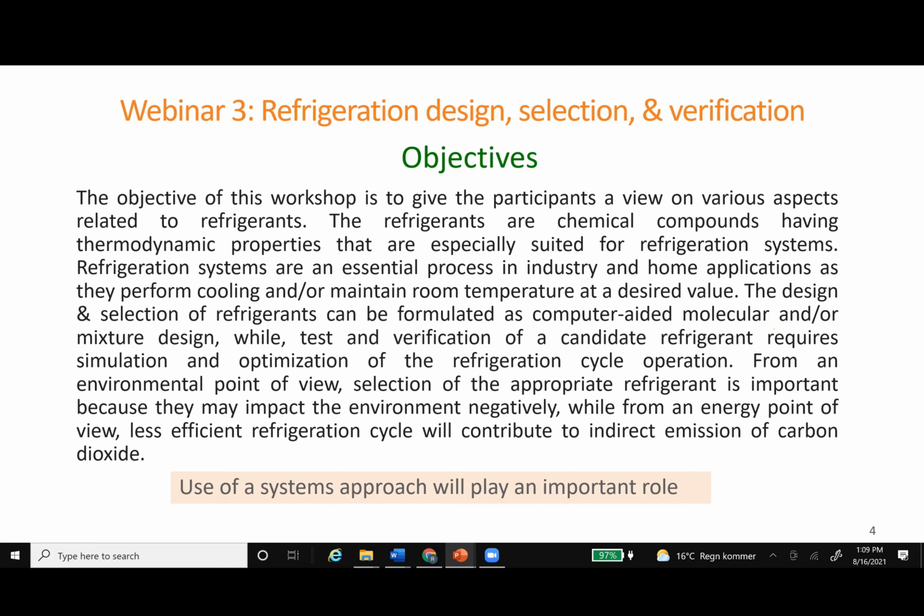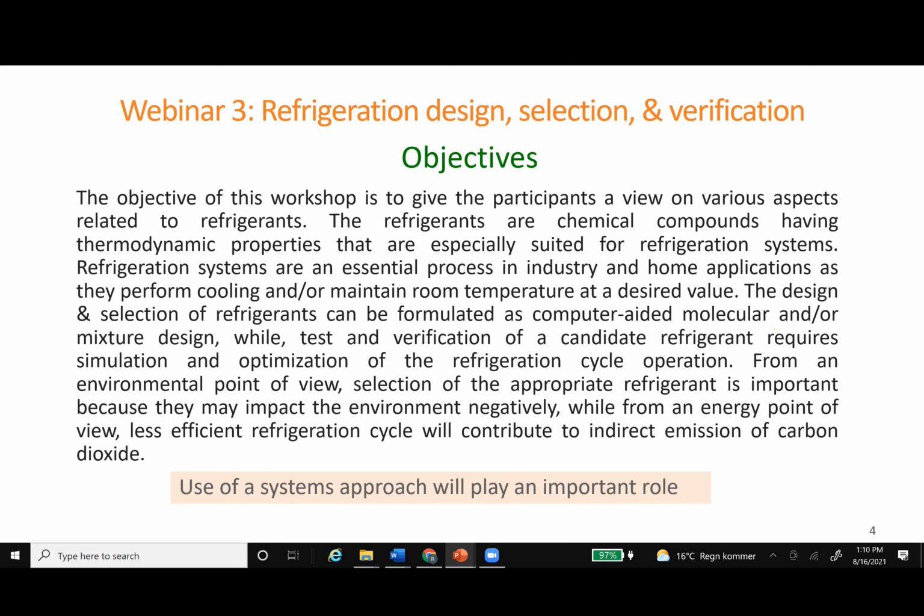From an environmental point of view, selection of the appropriate refrigerant is important because they may impact the environment negatively, while from an energy point of view, a less efficient refrigeration cycle will contribute to indirect emission of carbon dioxide. So what we will highlight also is the use of a systems approach, and it will play an important role in how we tackle the different issues.